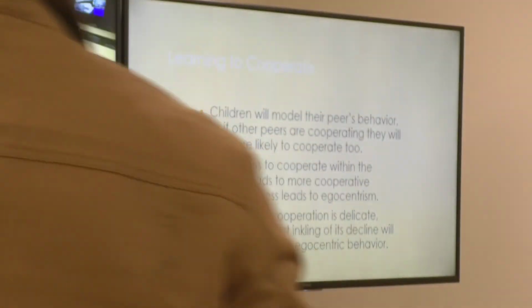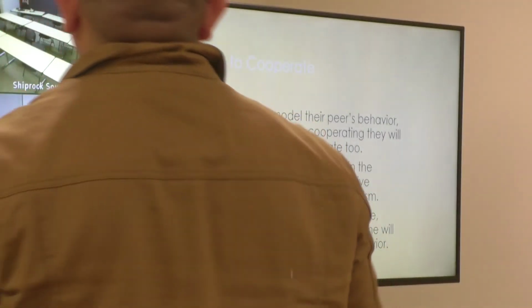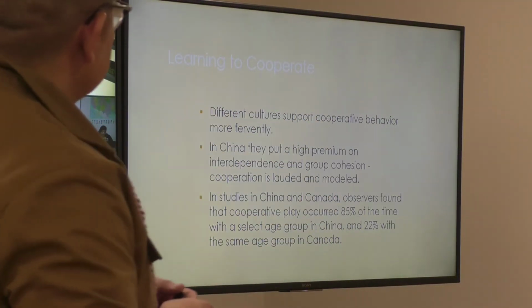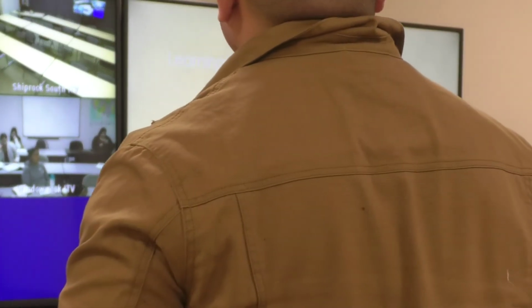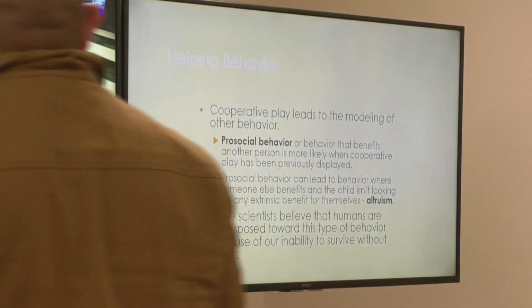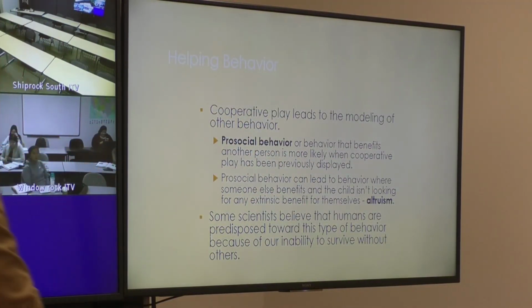So long-lasting cooperation is delicate because the first inkling of its decline will lead to a flurry of egocentric behavior. So different cultures support cooperative behavior more fervently. This is with China and Canada. So pro-social behavior, or behavior that benefits another person, is more likely when cooperative play has been previously displayed.